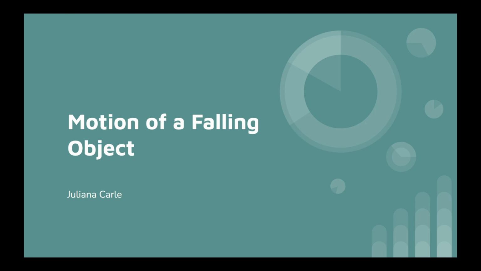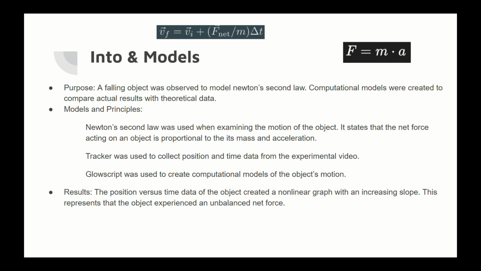In this lab, we are observing a falling object. So the purpose is to observe the falling object and be able to model it to Newton's second law. Computational models were created to compare the actual results with theoretical results. Newton's second law was used when examining the motion of a speed. This law states that the net force acting on an object is proportional to its mass and acceleration.